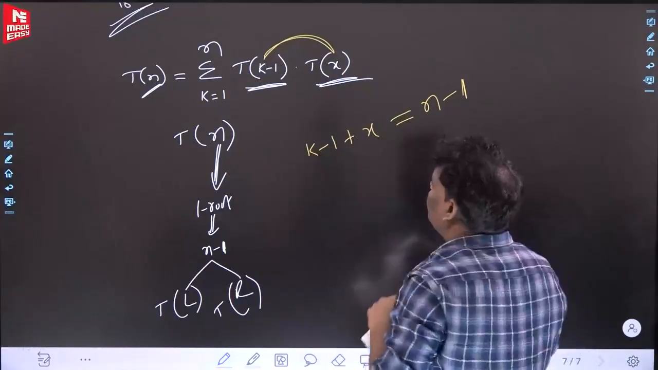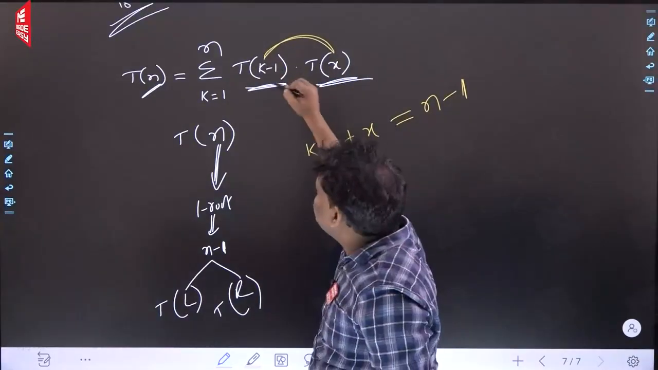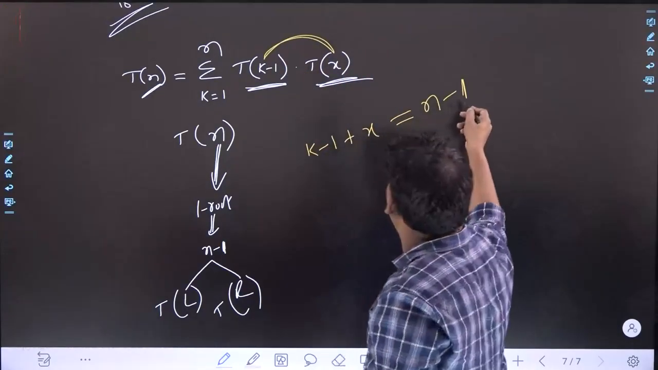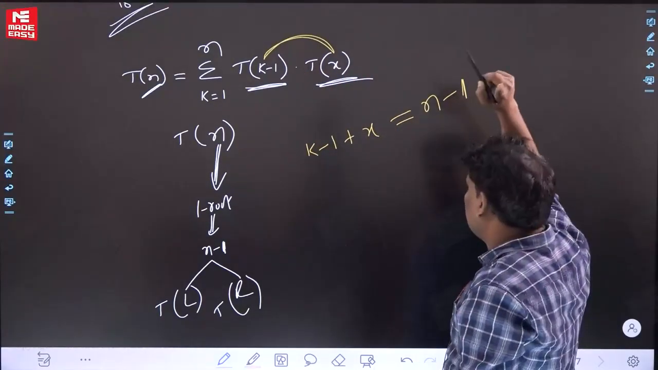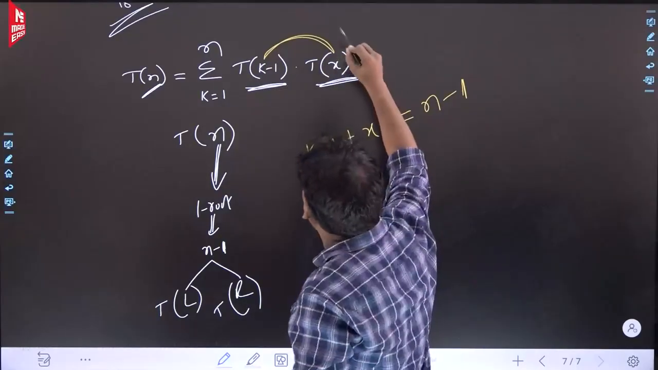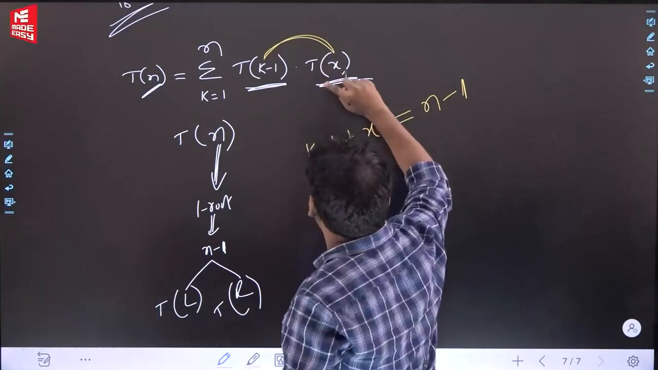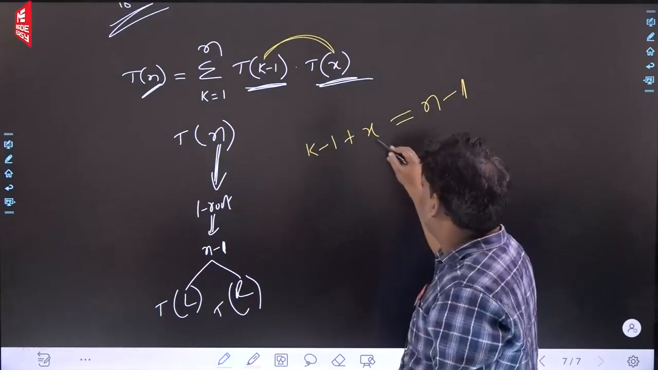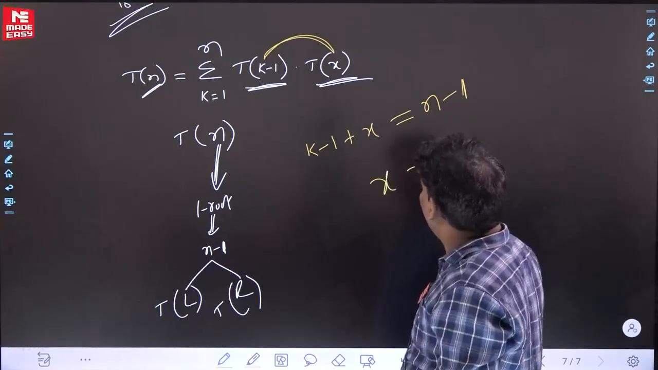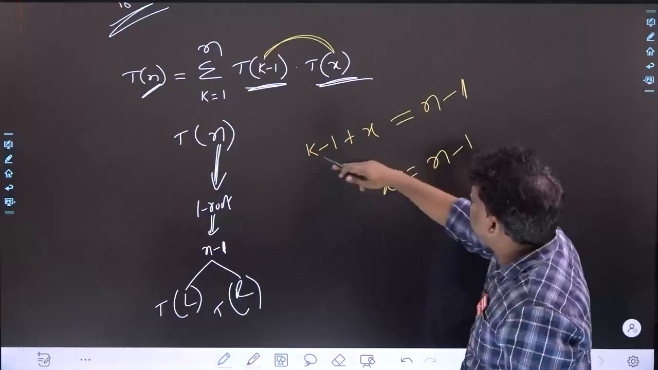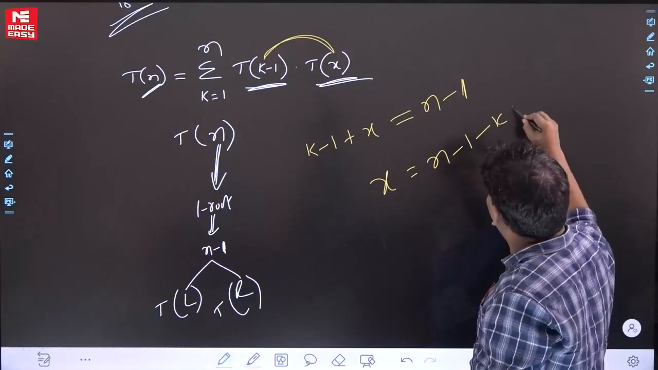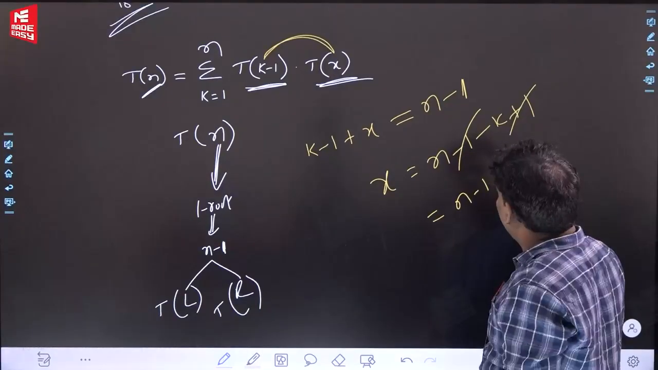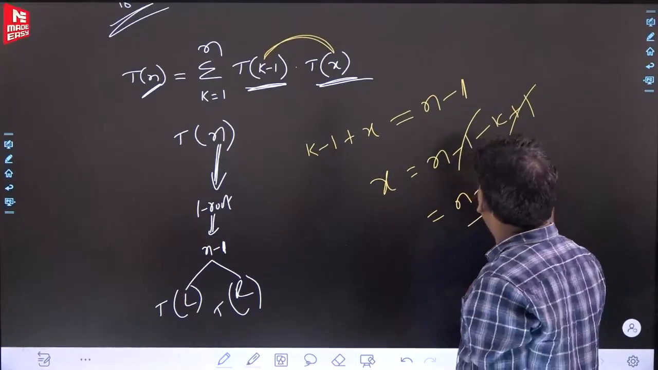Now can you help me? Total nodes how many? K minus 1 I kept left, x I kept right. By adding both, n minus 1 I will get, not n, because 1 is root. K minus 1 plus x is equal to n minus 1. I want the x value. X is equal to n minus 1, bring these two, minus k plus 1. Plus 1 minus 1 cancel, remaining n minus k. So x value is going to be n minus k.